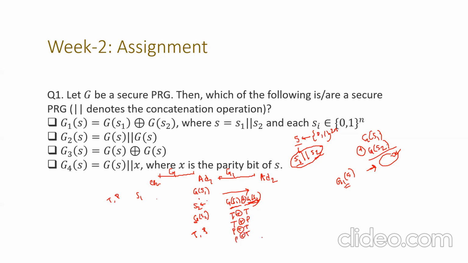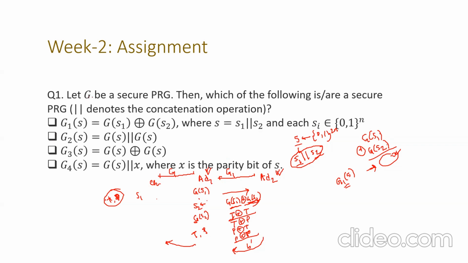In any case, if AD2 is able to distinguish this from this, then with non-negligible probability, AD1 will be able to tell whether initially a truly random string was selected or a pseudo-random string generated from the PRG was selected. And then we can argue that with the non-negligible advantage of adversary 2, there is a non-negligible advantage for breaking the PRG by the adversary AD1.